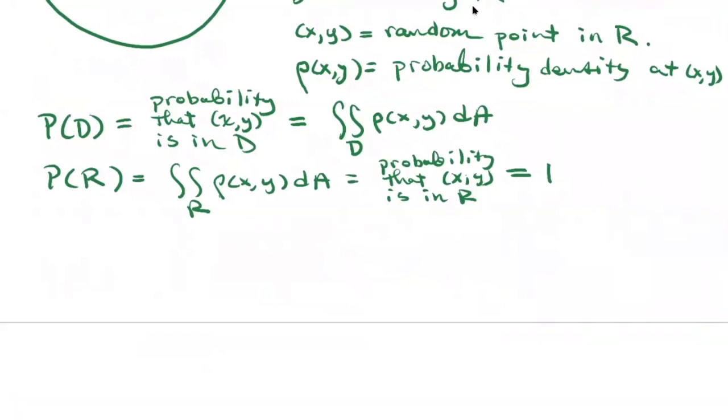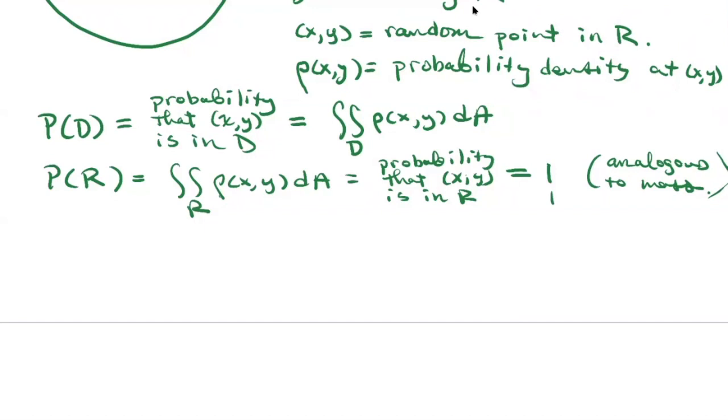And by the way, this is analogous to mass. In the physics, we were integrating mass density over the region, and the integral of mass density is just mass. The integral of probability density is total probability, which is always 1. And 1 in probability theory, of course, is the same thing as 100%.